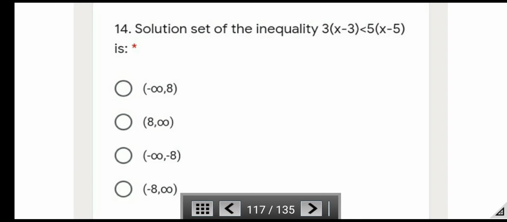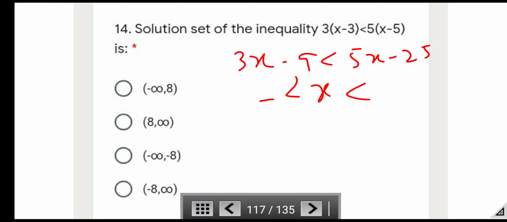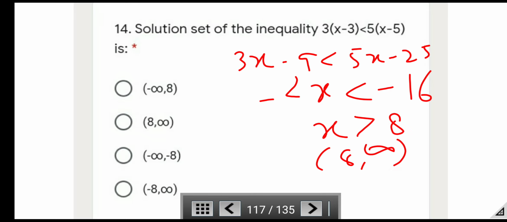Solution set of the inequality 3x minus 3 less than 5x minus 5 is, so solve this, we get 3x minus 9 is less than 5x minus 25. Now minus 2x is less than minus 16, that is x is greater than 8, so (8, infinity) is the right option.